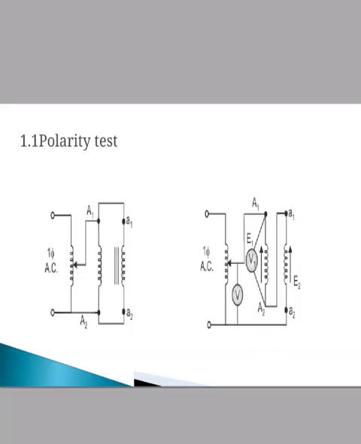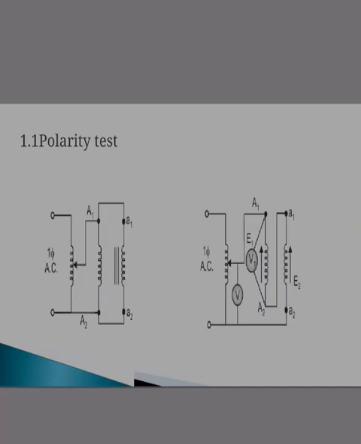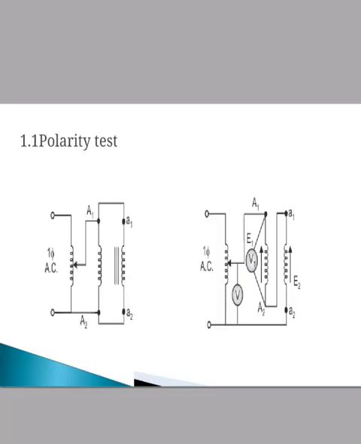The polarity marking in the case of a single phase transformer is required for connecting two or more transformers in parallel. Or suppose you consider a three-phase transformer, the polarity marking of each phase winding is necessary for connecting it in the required transformer grouping such as star-star or star-delta connection etc. This is the polarity test for the transformer.